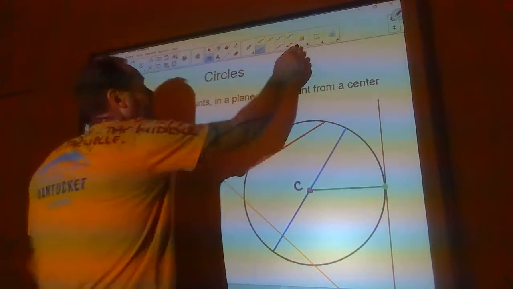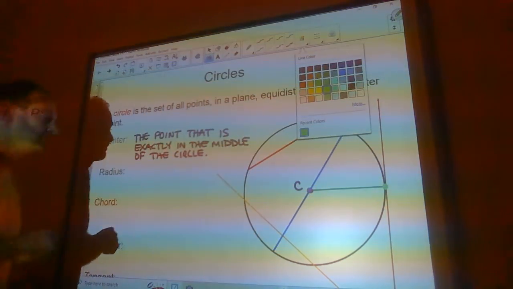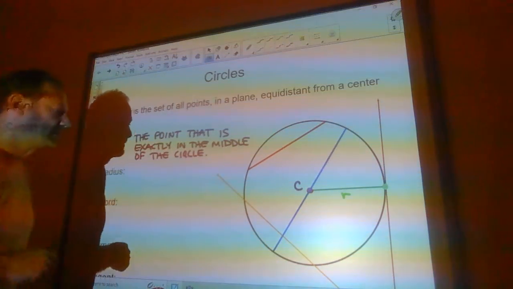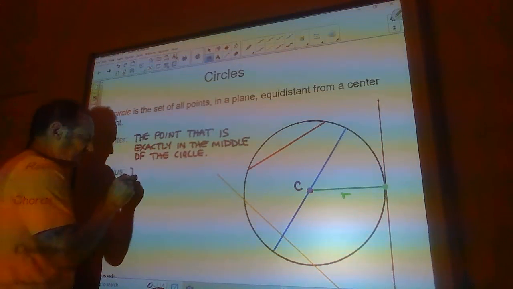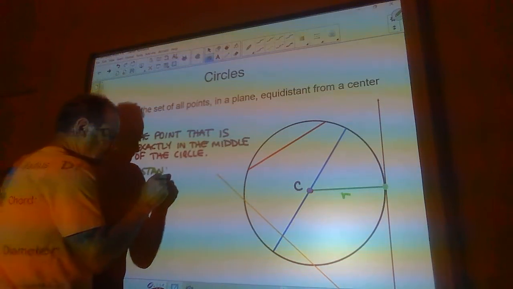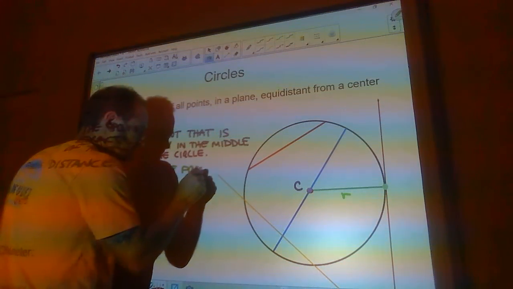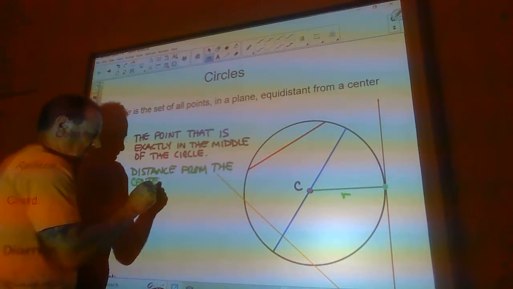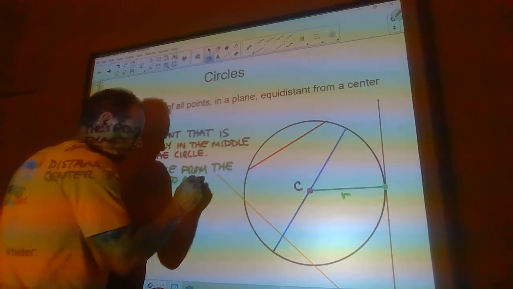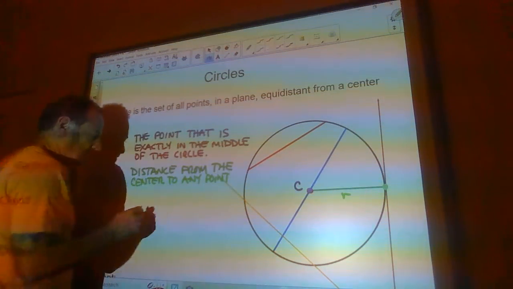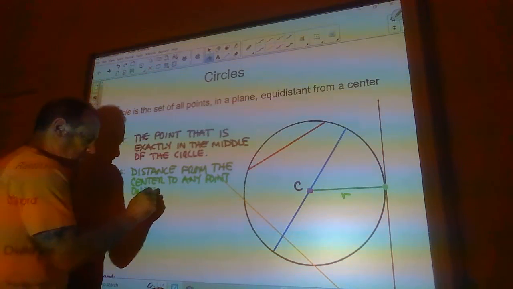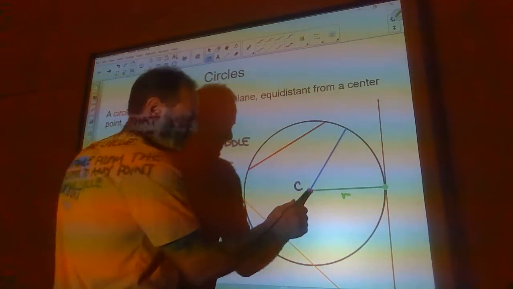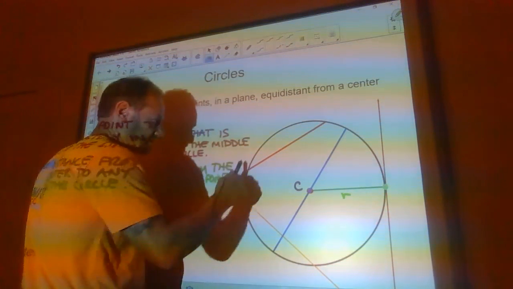All right. Let's talk about radius. Okay, the radius, which is usually called r, like this, is the distance from the center to any point on the circle. Okay, so it goes from the center to any random point along the circle. Okay?